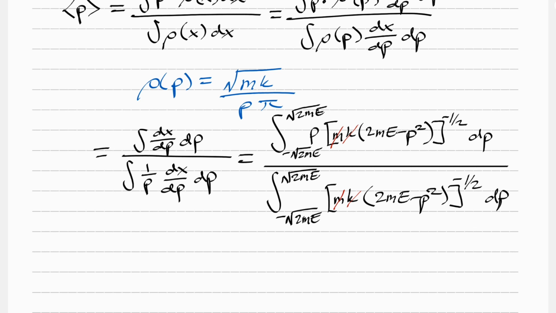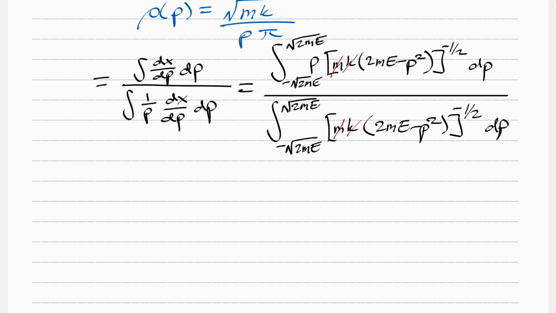And then what you see is something that you have to get very, very used to in quantum, which is looking for those even or odd functions. If you actually graph the numerator, p times that quantity, 2me minus p squared to the minus 1/2 power, I believe it should look something like this. So here's your xy axis, and it should look something like this. And when you integrate over symmetric bounds, minus to positive square root 2me, those just cancel.